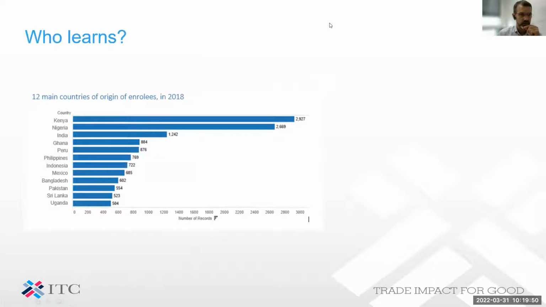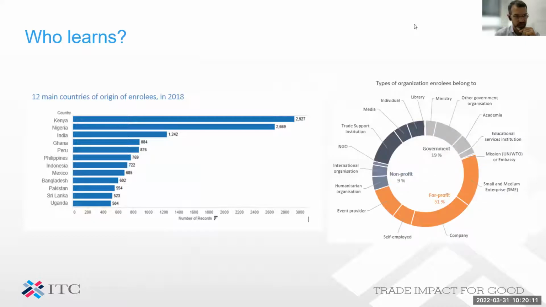So these were the slides I picked, which are a bit old, but you can see the countries by connection. The first two are from Africa, then you have India, then Ghana, Africa again, Peru, Philippines, Indonesia. This hasn't changed much, by the way, since then.